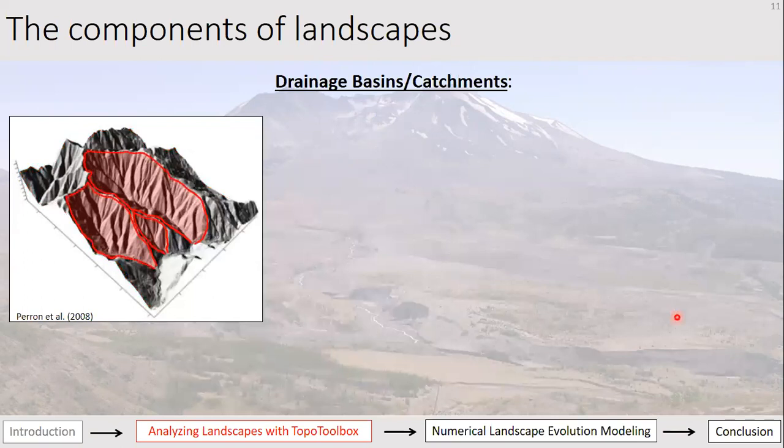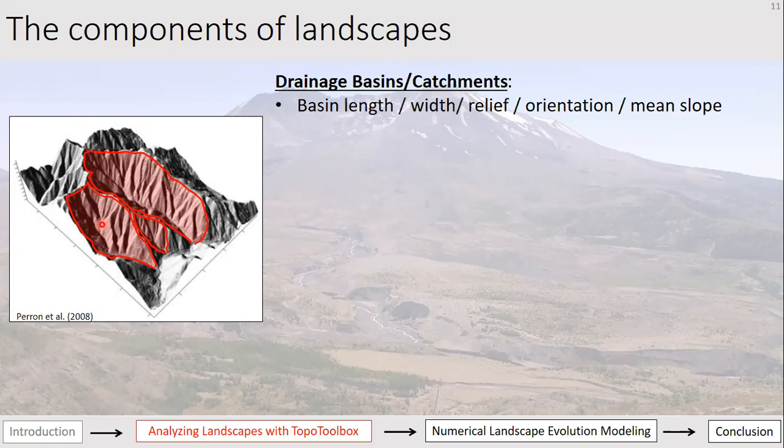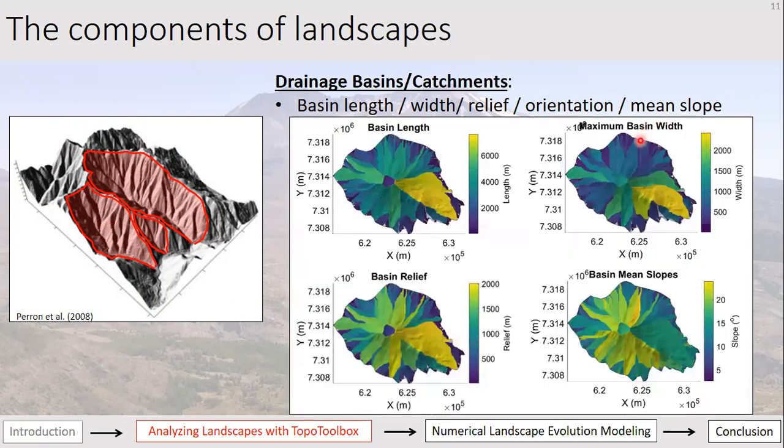Another component of landscapes are drainage basins or drainage catchments, shown here by the red regions. These also involve a series of their own metrics, including, in the simplest form, looking at basin lengths, widths, reliefs, orientations, and mean slopes. And here I'm just giving an example of what this kind of analysis would look like, again, for Aerocard, in which inside each of these panels, the various colored sections are drainage basins that exist on the volcano with the colors corresponding to each of the metrics.